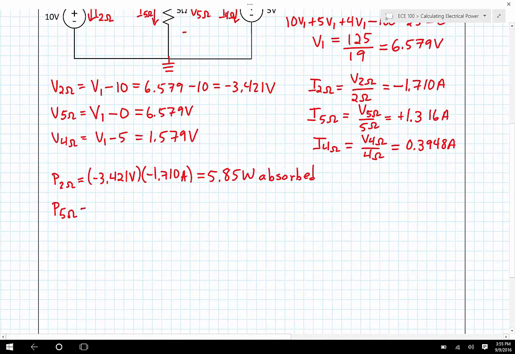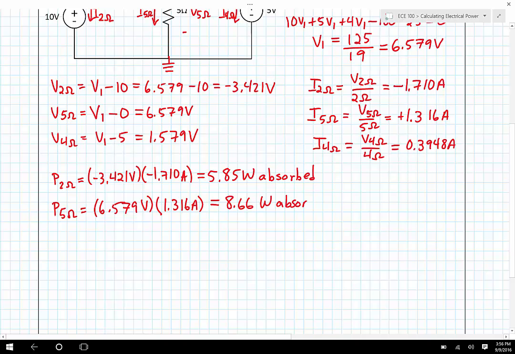P of the 5 ohm resistor, well, that's going to be 6.579 volts multiplied by 1.316 amps, which is 8.66 watts absorbed. P of the 4 ohm resistor is 1.579 volts, whoops, I put volts twice, multiplied by 0.3948 amps, which it turns out is 0.62 watts absorbed.